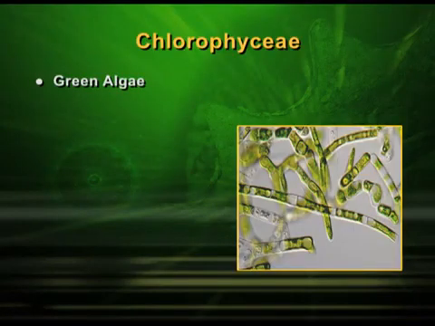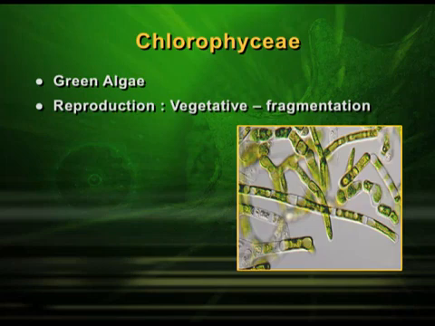Reproduction can be by vegetative reproduction, by fragmentation, because normally it has fragments. It can have simple fragments. At the same time, it can be highly branched depending upon different species of algae in this particular category. So, vegetative reproduction is predominant.